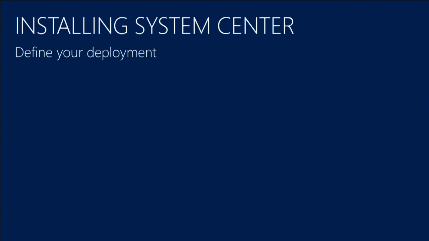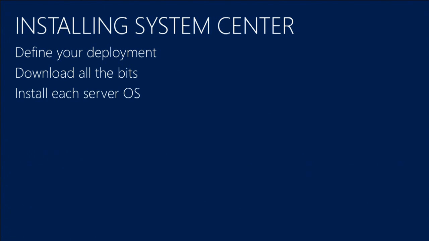So first thing you do, you define your deployment. I don't care how much automation you have, nothing replaces planning. You have to plan and define what your deployment is going to look like for your organization. Then you go and download all the bits. Or actually what you probably do is you download the bits for one component, you start to install it, and it says you're missing some prerequisite, the SQL native client or command line utility. So you go and download that. Over time, eventually, you get all the bits you need downloaded.